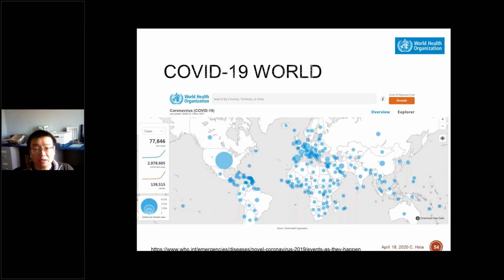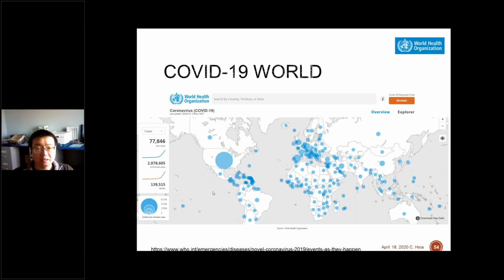Anyways, these are the current numbers that you can see. The size of the circles tells us how many cases are in each circle. So the total number of cases worldwide is far greater than 2 million currently. The number of new cases in that one given day was 77,000. And the number of deaths has been over 139,000.